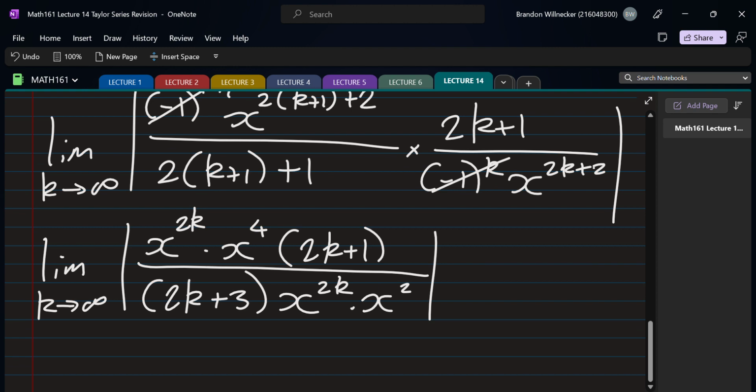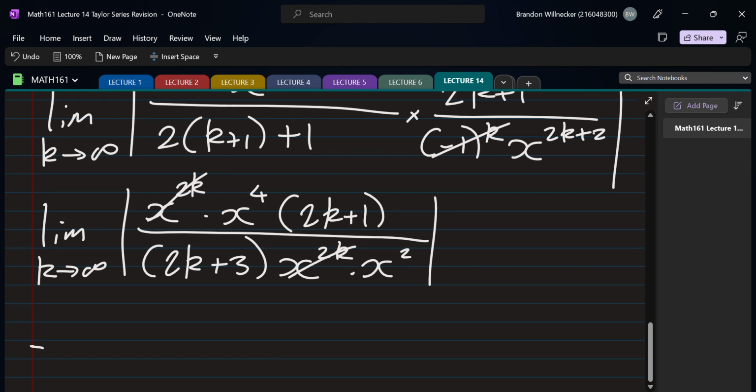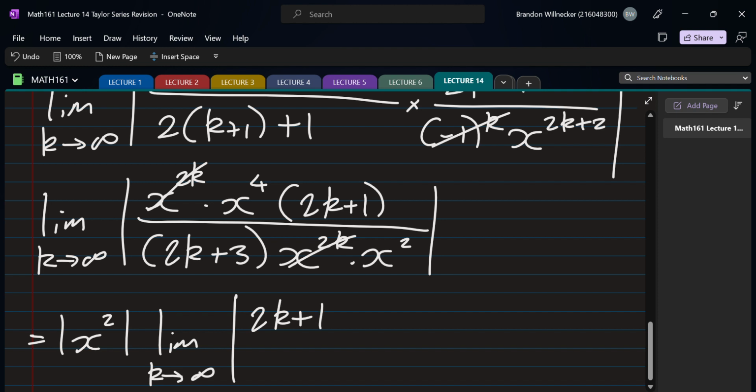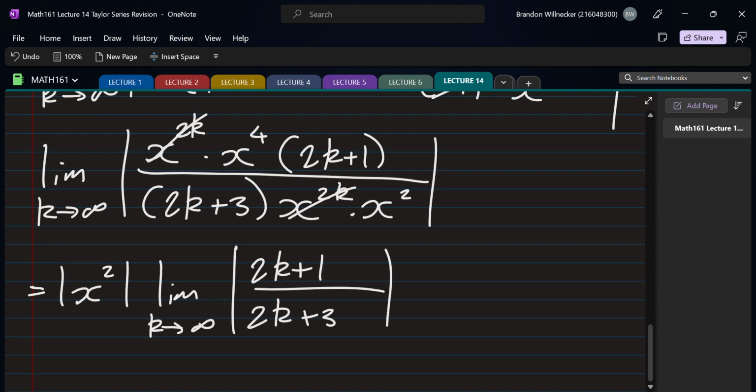Then the x to the 2k at the top, x to the 2k at the bottom, we can just get rid of that. Don't need that. Then x to the 4 at the top, x squared at the bottom, we're going to have an x squared at the top. We can take that out as a constant. And then we have the limit, k goes to infinity, 2k plus 1 at the top, and 2k plus 3 at the bottom.